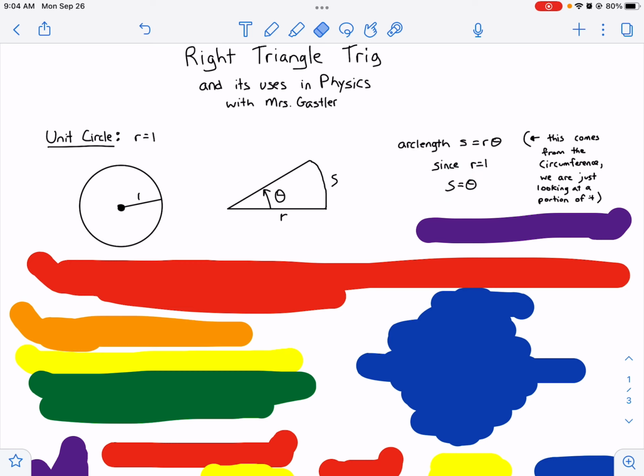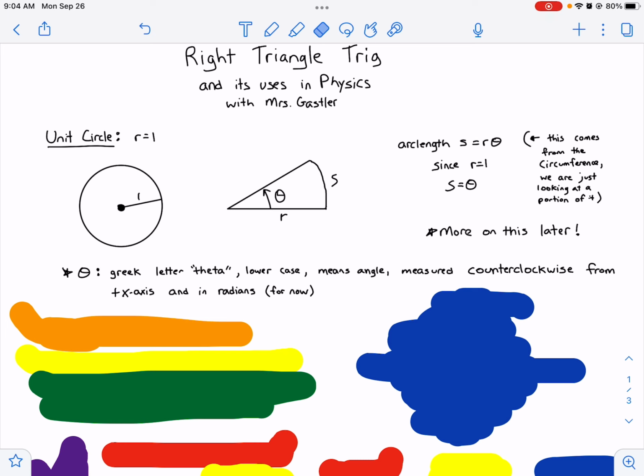And since the radius is 1, the S is equal to the arc length. So that's where we're going to be using that. And we're going to look at that S equals R theta a whole bunch next semester when we start talking about rotational motion. We'll get to that later, though. So let's talk about that theta right now. A whole lot right here in this sentence.